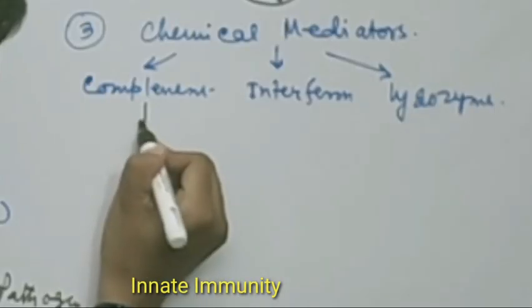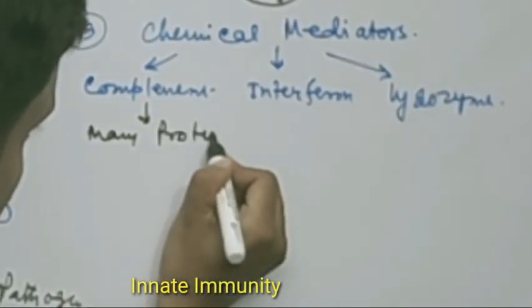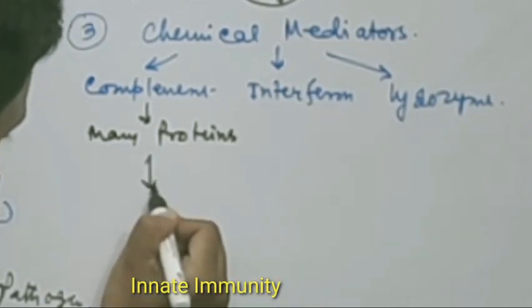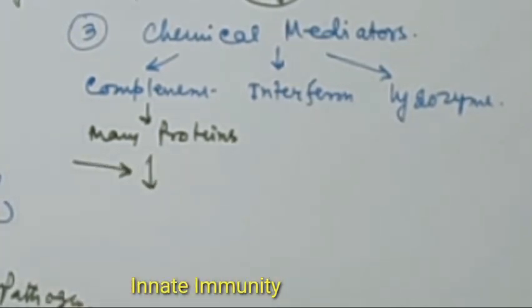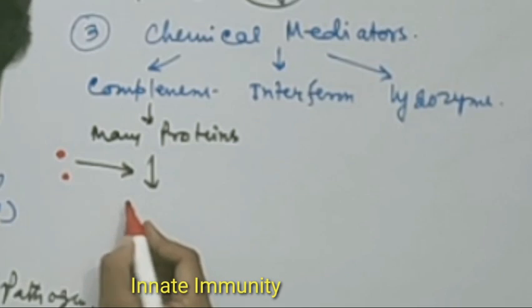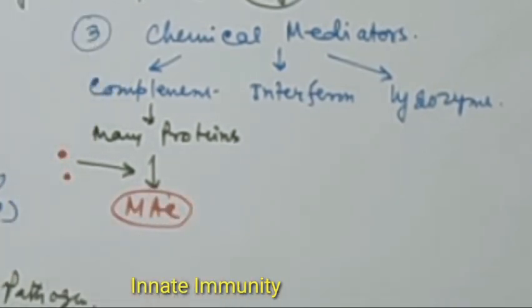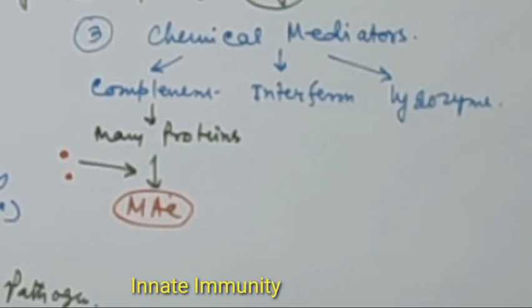First, the complement. In our blood there are many proteins present. When any antigen or bacteria enters into our body, this complement system produces the membrane attack complex. This membrane attack complex breaks the cell wall of the bacteria. In this way, the complement protects us from the bad effects of bacteria.